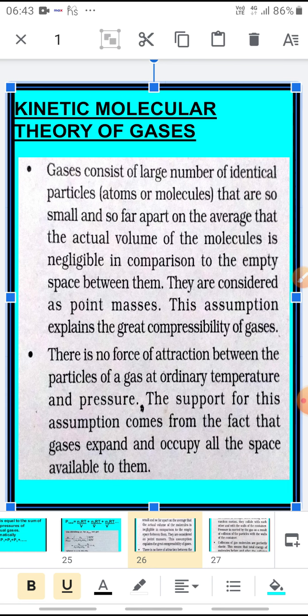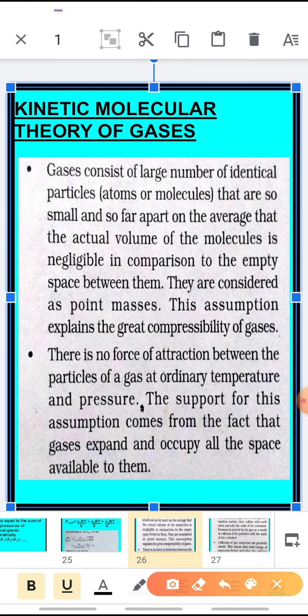Now children, according to the kinetic molecular theory of gases, the gas consists of a large number of identical particles. They can be atoms or molecules. They are so small and so far apart that the average actual volume of the molecule is negligible compared to the empty space between them. They are considered as point masses, and this assumption explains the great compressibility of the gas.